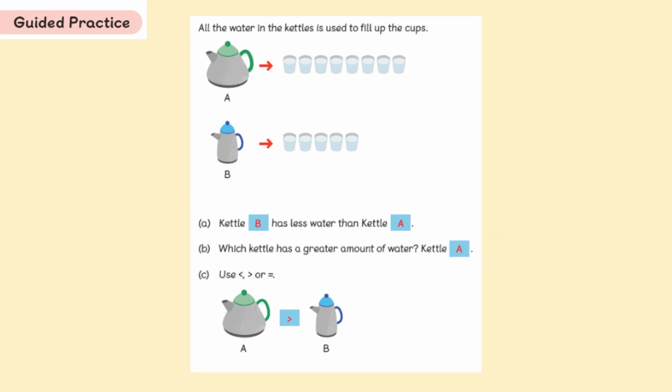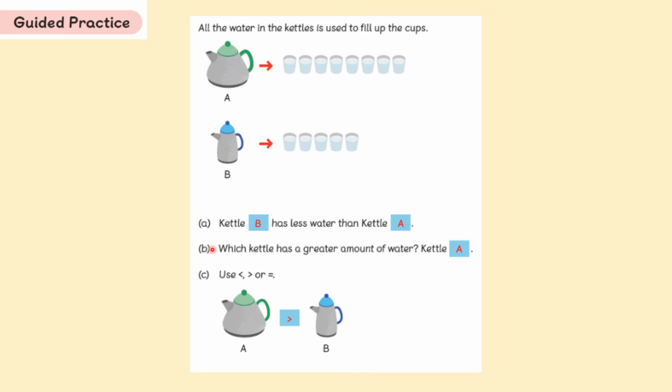Okay, we'll do some quick answers for your guided practice. For question A, kettle B has less water than kettle A. We can see that kettle B has 1, 2, 3, 4, 5. Kettle A has 1, 2, 3, 4, 5, 6, 7, 8. 5 is less than 8, so kettle B has less water than kettle A.